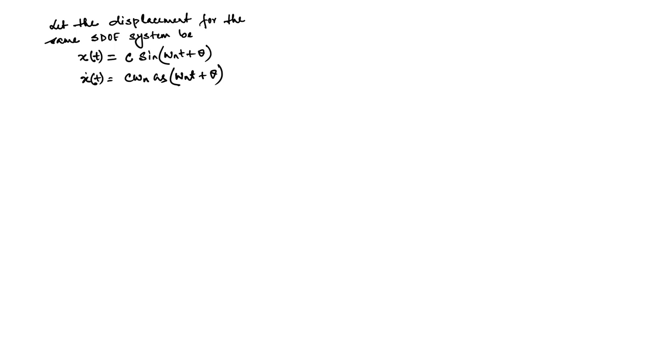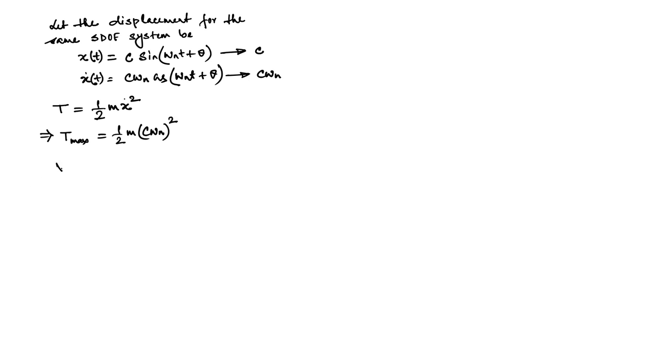Now, what will be the amplitude of this displacement? This is c. What will be the amplitude of x dot of t? This is c omega n. Now, the expression of kinetic energy is half m x dot square. If we find the maximum value of kinetic energy, in place of x dot we consider the maximum value of x dot, so this will be half m (c omega n) whole square.